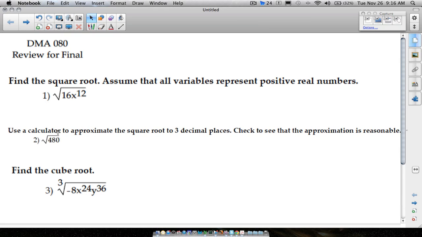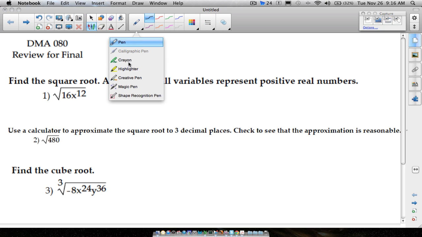Alright, in this video we're going to cover the DMA 80 review for the final. 25 questions, and let's go ahead and get started. Number one, find the square root. Assume that all variables represent positive real numbers.